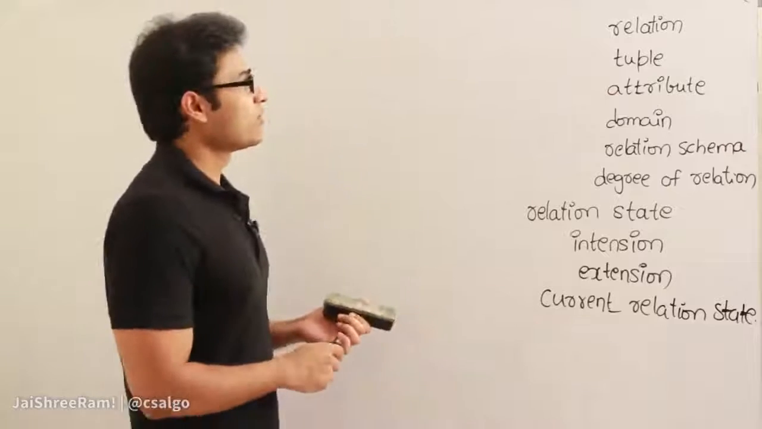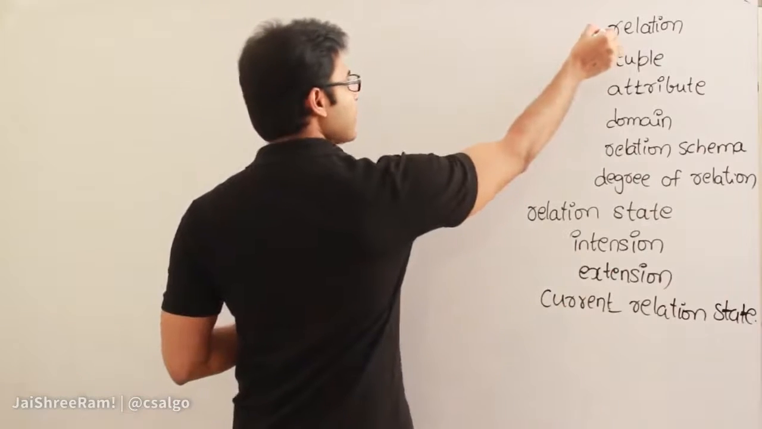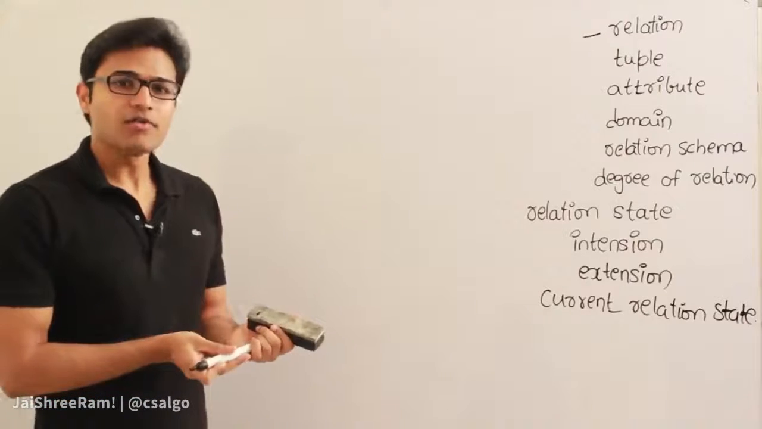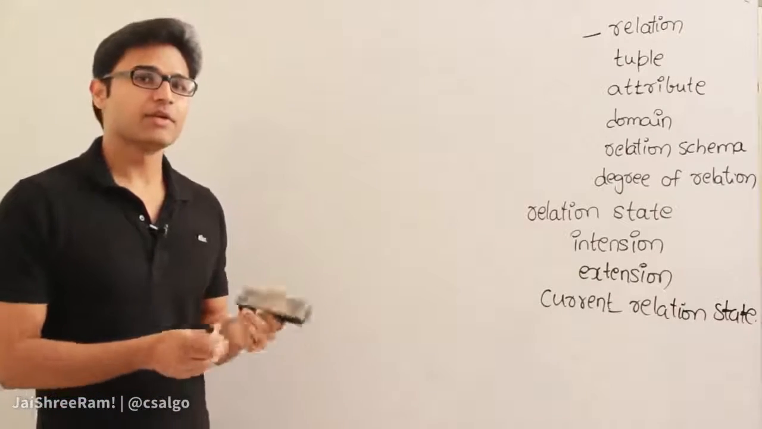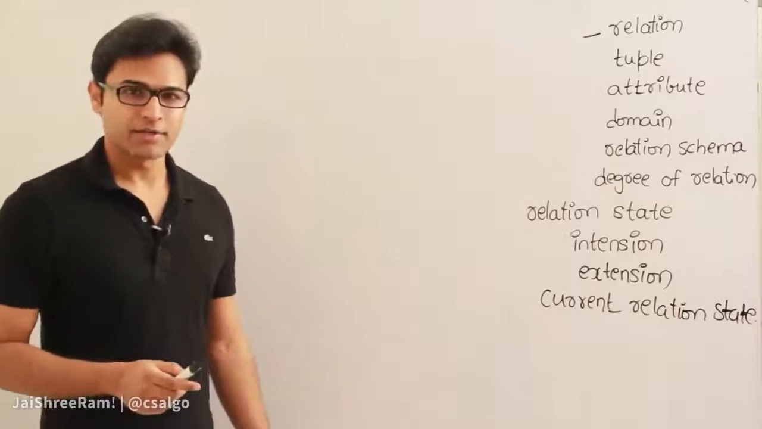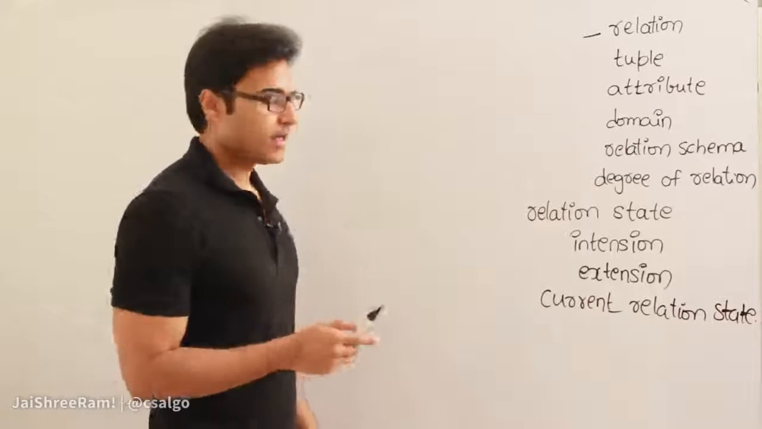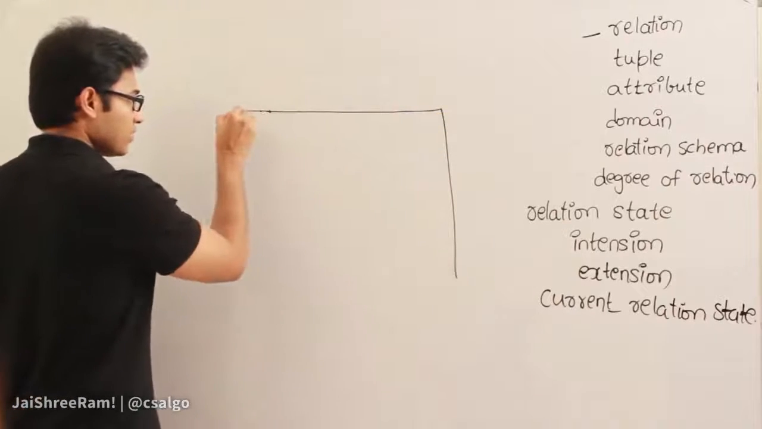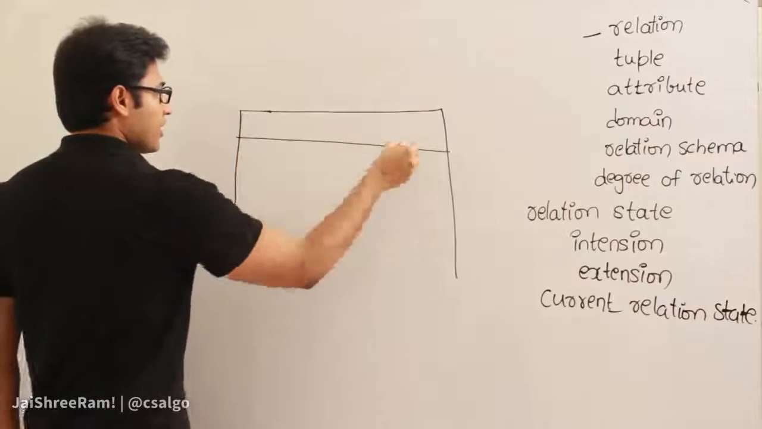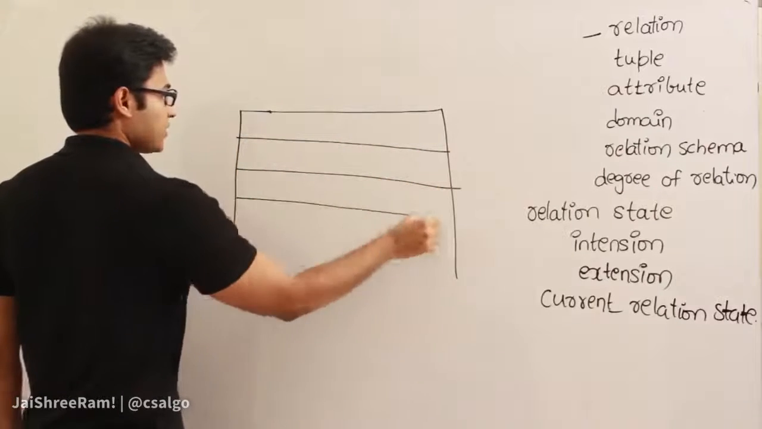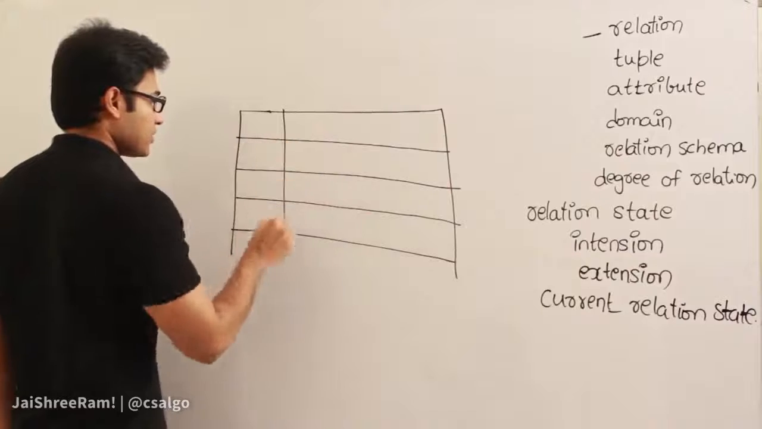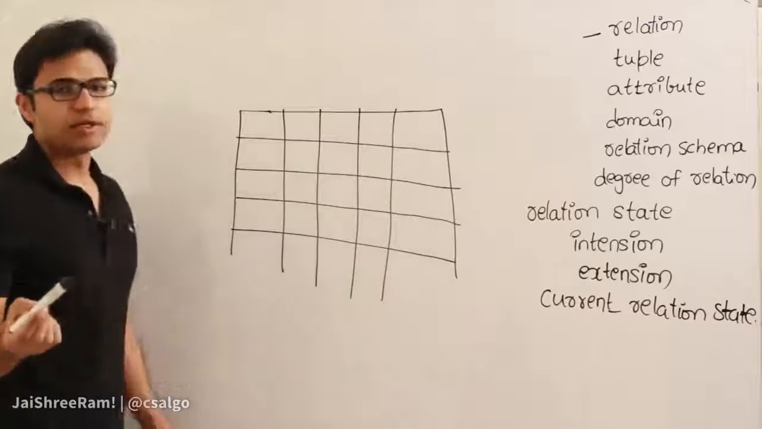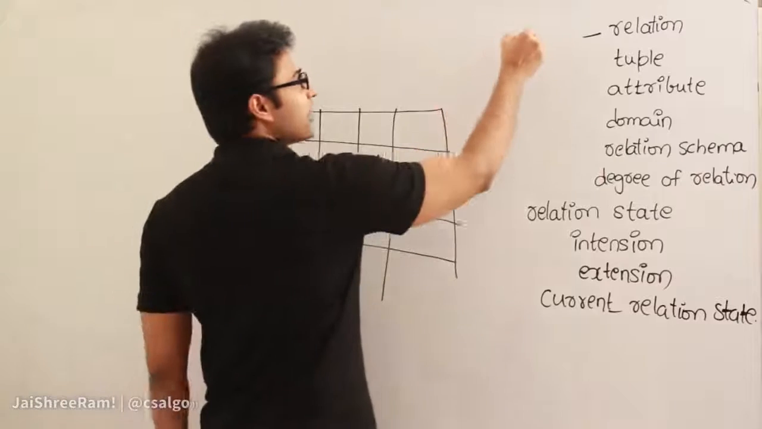Let's see this. The first term in this relational model is the term relation itself. Relation, you can think of it as a table informally. Formally it is a relation, but informally you can think of it as a table. So what is a relation? It is simply a table. Now what will a table have? A table is going to have various rows and various columns, isn't it? Rows and columns.